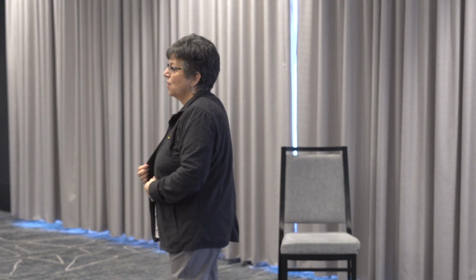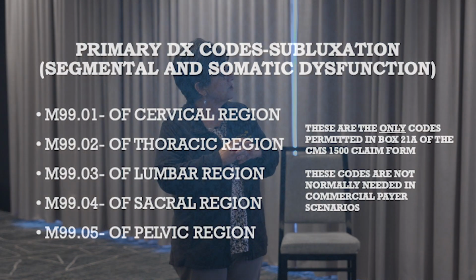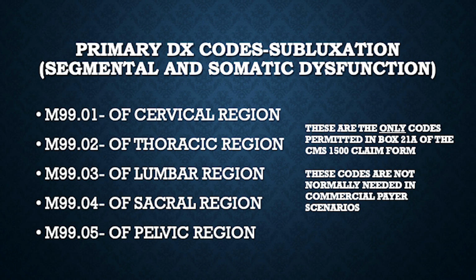For Medicare, because the treatment is limited to manual manipulation or manually assisted manipulation through some type of device, to correct a subluxation, your primary diagnosis code should always be a subluxation code, and a subluxation in the spinal area, not an extraspinal subluxation. These are the only codes that are permitted in box 21A of the CMS 1500 claim form.